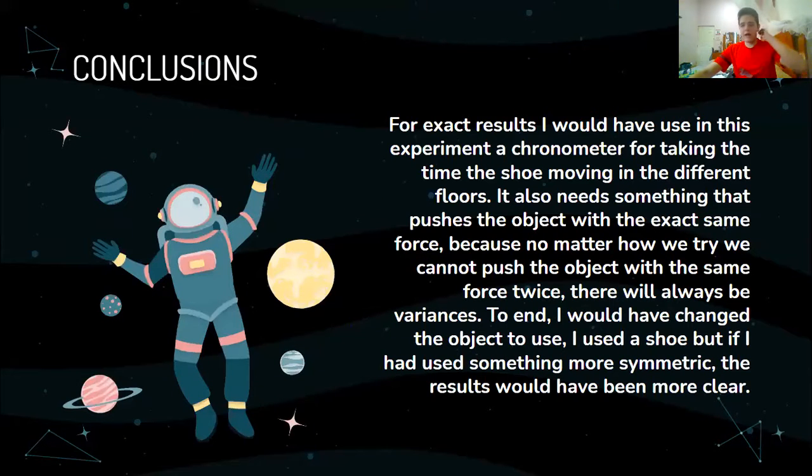For more exact results, I would have used a chronometer in this experiment for taking the time the shoe moved on the different floors, more exact than my phone. It also needs something that pushes the object with the exact same force, because no matter how we try, we cannot push the object with the same force twice. There will always be variances.